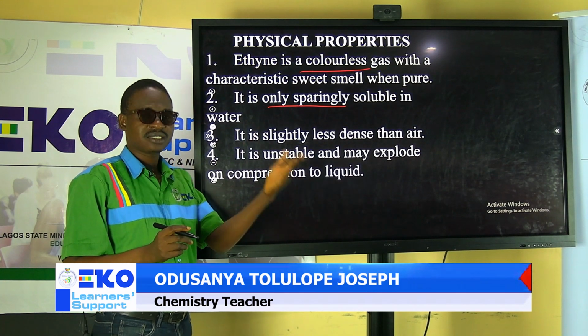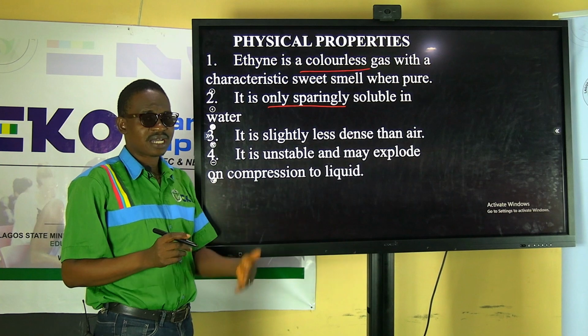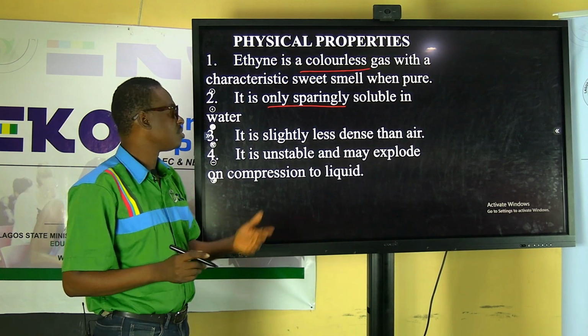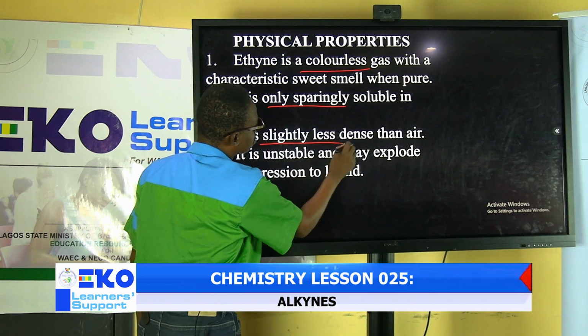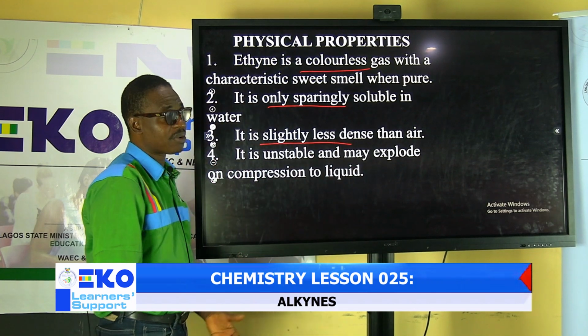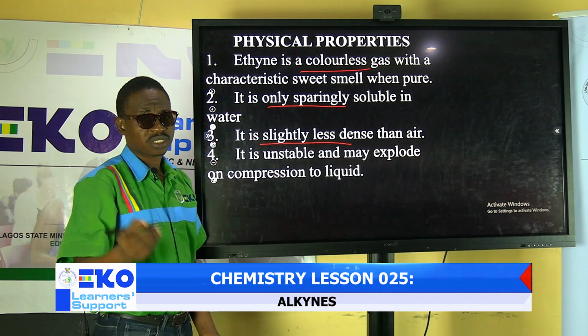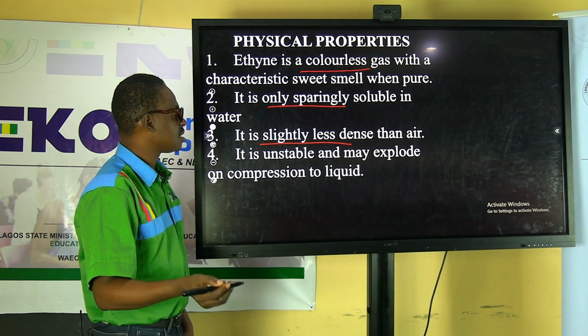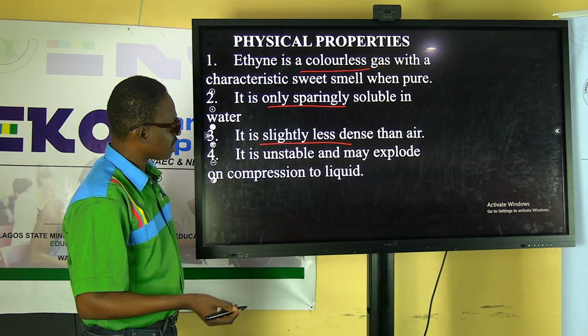From the alkane, it's more soluble, less soluble when it gets to alkenes, and less soluble when we get to alkyne. I've told you as well, the way it is collected is by upward delivery. Why? Because it's less dense than air.